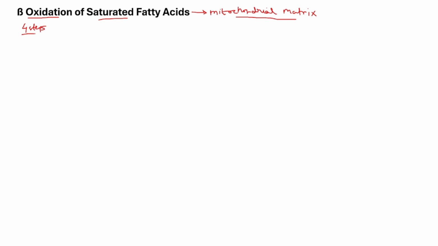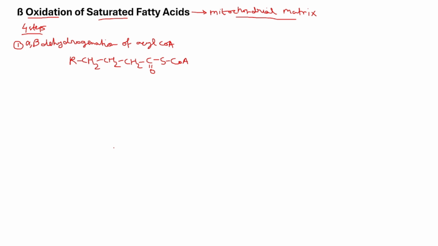Okay, the first step is called the alpha beta dehydrogenation of acyl CoA molecule. So suppose we take one fatty acyl CoA molecule. So we are writing here RCH2, CH2, CH2, C double bond O S CoA. Okay. This is the fatty acyl CoA molecule that I have written.